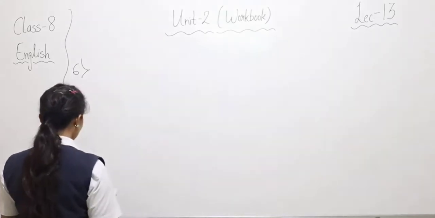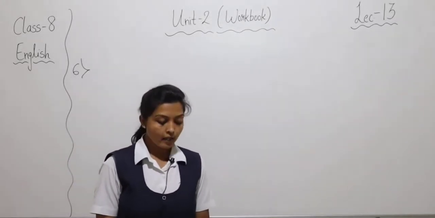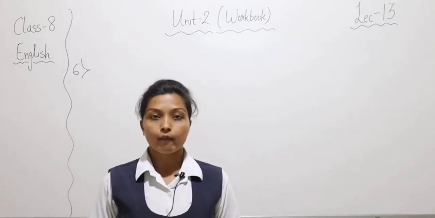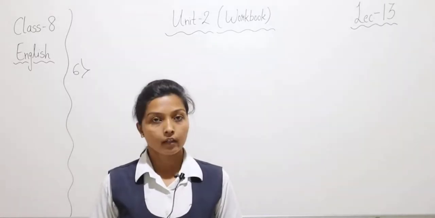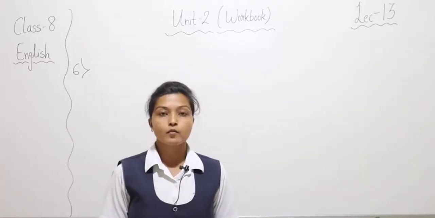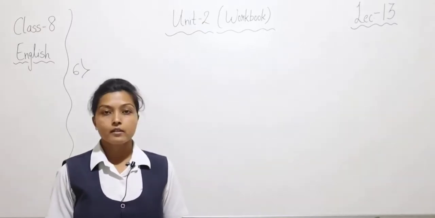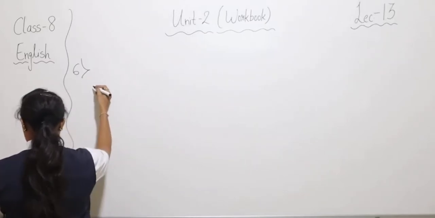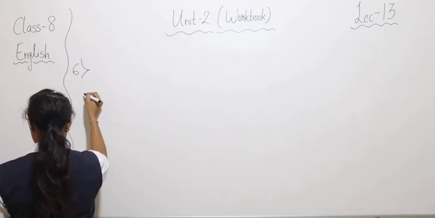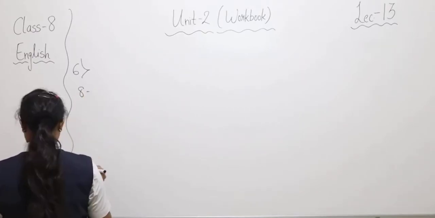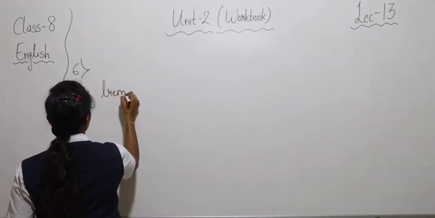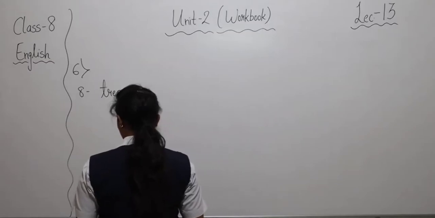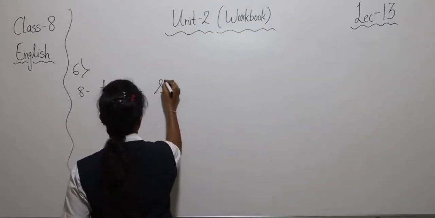Now be ready with your notebook and start writing with me. In our previous period we completed up to the 7th one, so now I am going to start from 8. As we are doing exercise 6, up to 7 we completed. So 8, trim or... we have to find out 2 synonyms from the given word box.